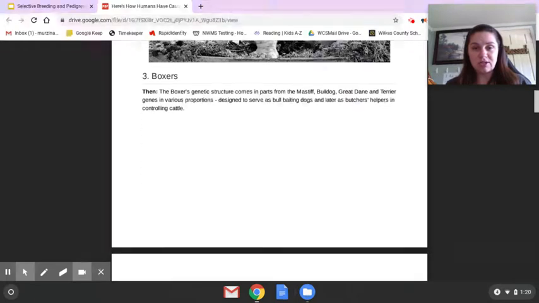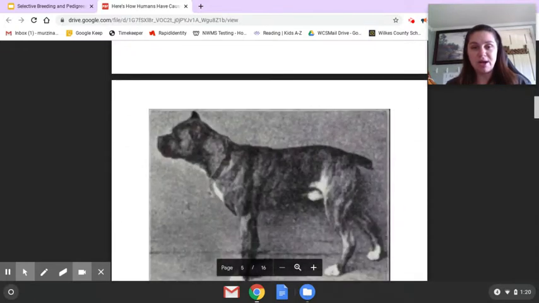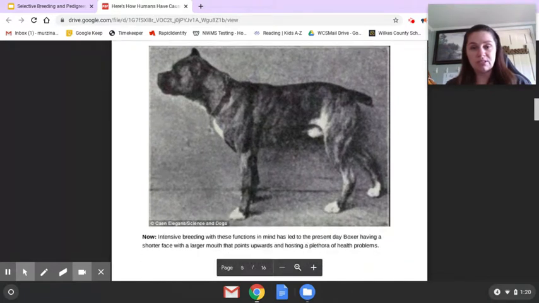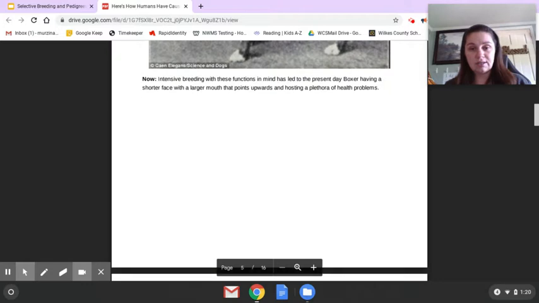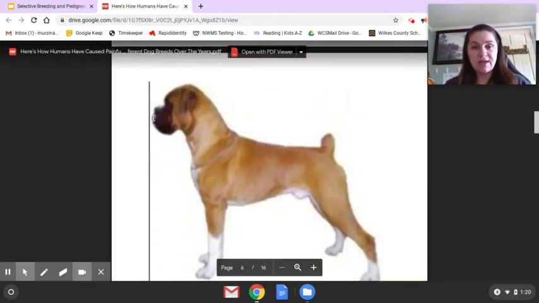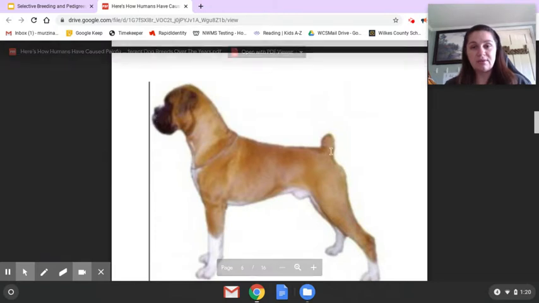Let's look at boxers. You guys may know what boxers look like. This is what boxers look like. That looks more like a pit bull. A boxer is a type of bulldog, and it actually used to look a lot more like a pit bull than what they do today. And let's see, this is what boxers typically look like today. Notice they have that shorter snout. Now, the tail is usually cropped off when they're puppies.